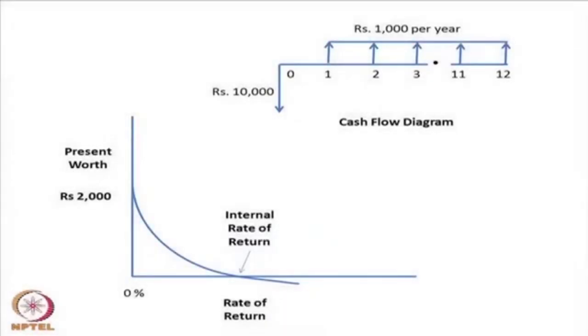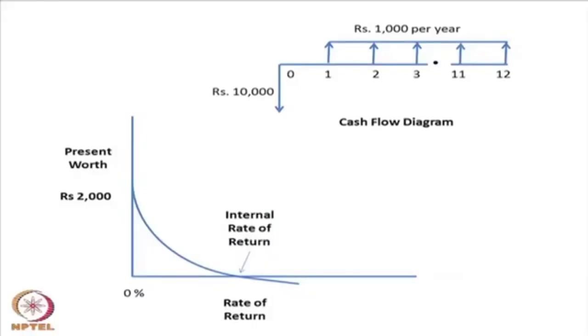So, friends, what we have seen in the last lecture and today's lecture is that there are different methods of making economic comparisons among alternatives. And in the last example, we have seen how to use the internal rate of return method to compare between two alternatives. We have already seen in the past that the most preferred method is the present worth cost comparison method. We can also use the equivalent annual cost comparison method. And the third method that we discussed just now is the internal rate of return method.